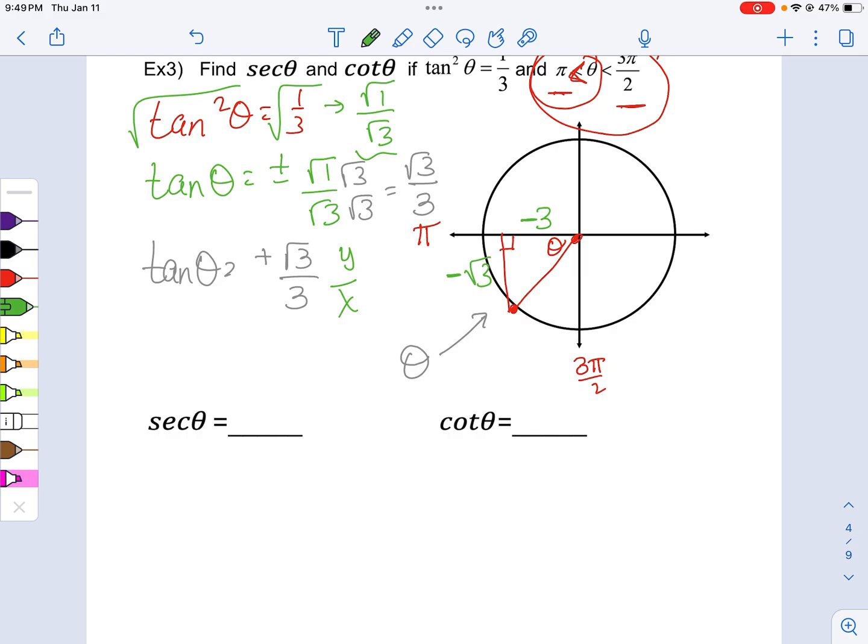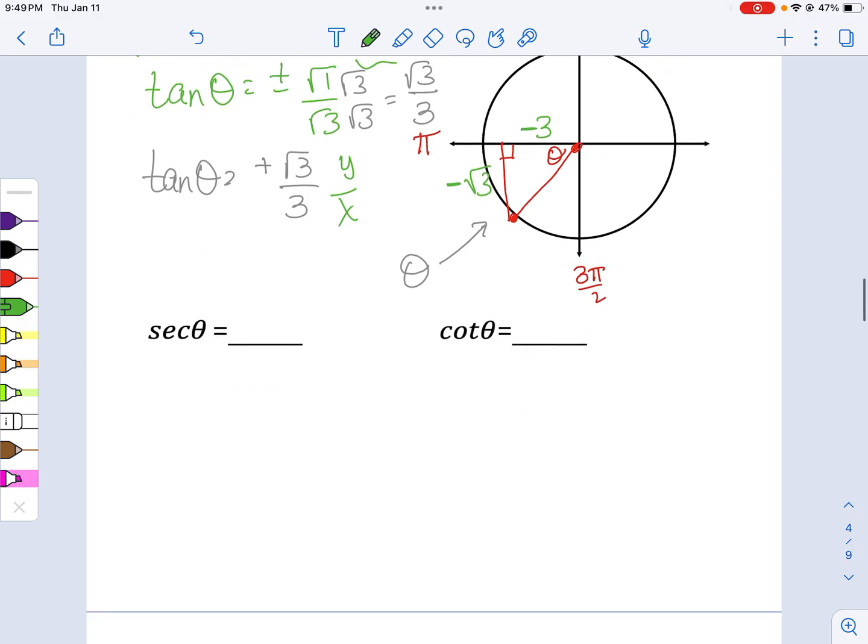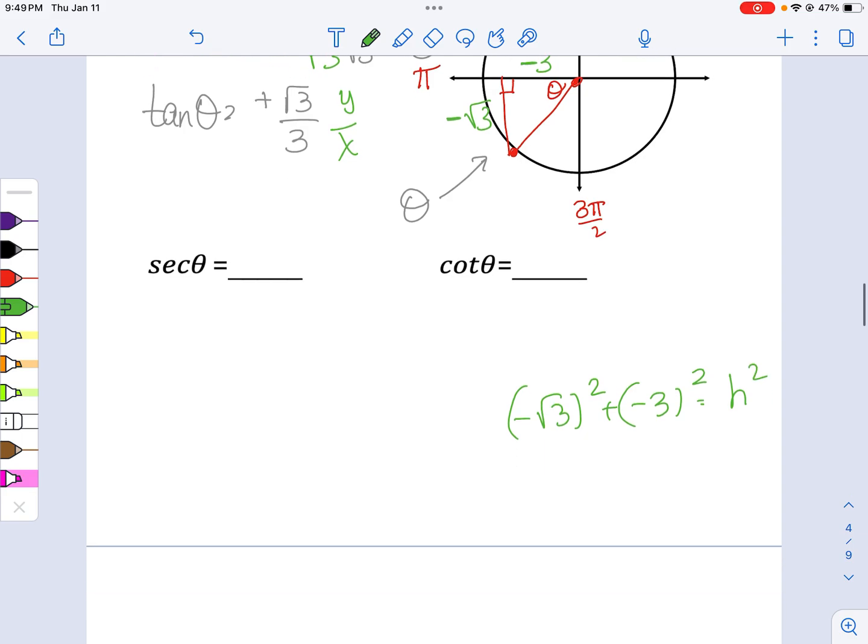All right, so the downside here is we do not know the hypotenuse. So we need to find that with a little Pythagorean theorem. I'll do down here. So I get negative root 3 squared plus negative 3 squared has to be my hypotenuse squared. I'm just going to go h squared. You can do r squared too. It doesn't matter. So if I take negative root 3 times negative root 3, that's a positive root 9, or just positive 3. Here, negative 3 times negative 3 is positive 9, and that has to equal h squared. So that gives me a 12 on the other side. So I've got 12 equals h squared.